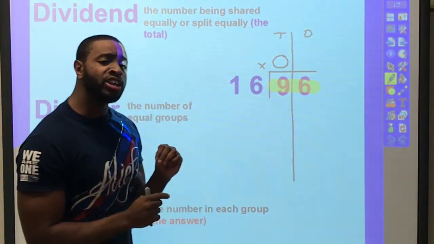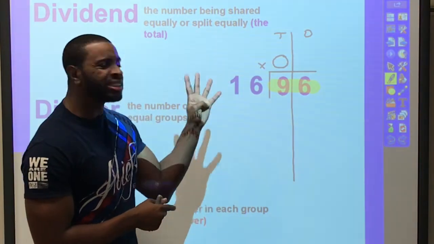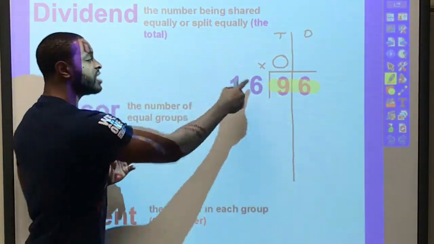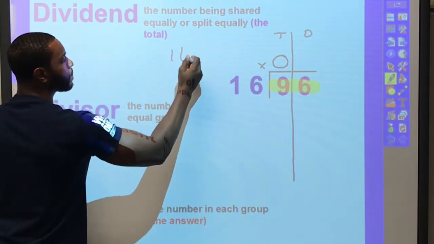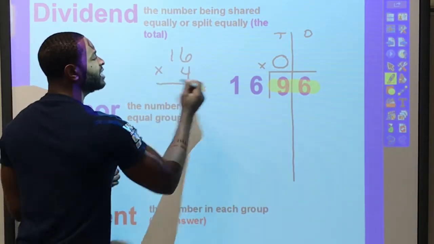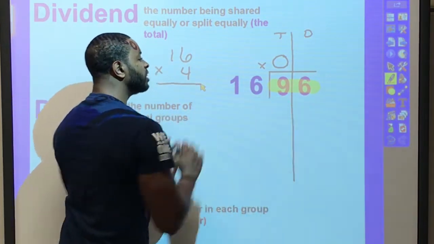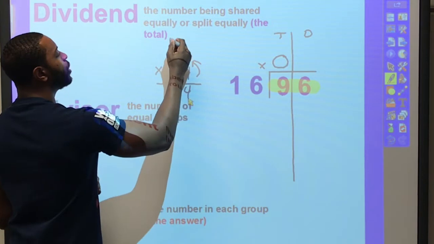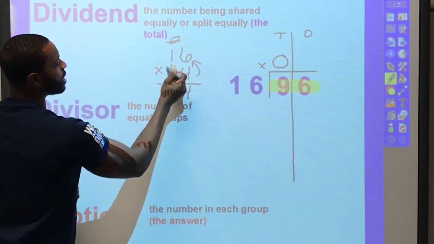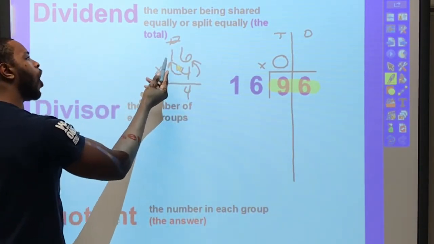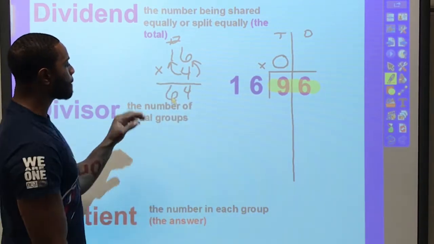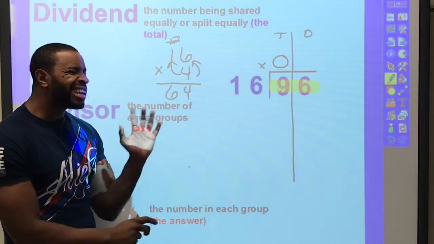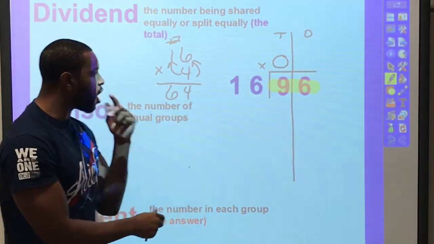So although I used 20 to estimate, and I did 20 times 4, I now have to test that 4 to see if it works with our 16. So I'm going to take 16 and multiply it by 4 to see if that gets me close to 96, okay? So I know that 4 times 6 is 24. Regroup my 2 to the tens place. And 4 times 1 is 4, plus 2, 64. That's not close enough to 96. I probably can get a little closer. That's kind of far off.